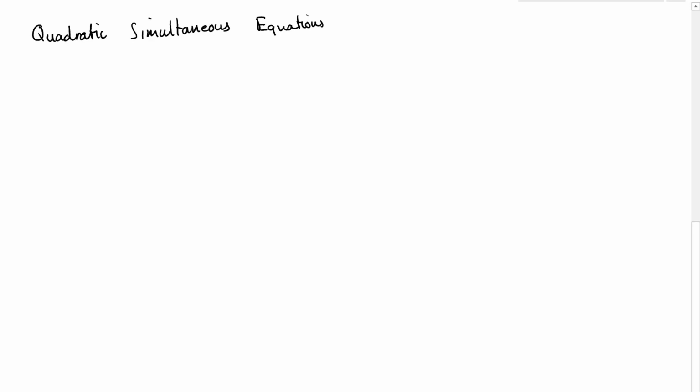The idea with quadratic simultaneous equations is we're going to have some x squared, or maybe even a y squared sometimes, because these things are quadratic. So for example, an example of a quadratic simultaneous equation might be x squared plus y squared is equal to 36, while x is equal to 2y plus 6. So this is our example of a quadratic simultaneous equation. We know it's quadratic because we have these x squareds.